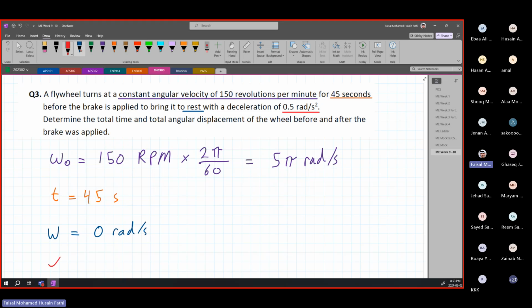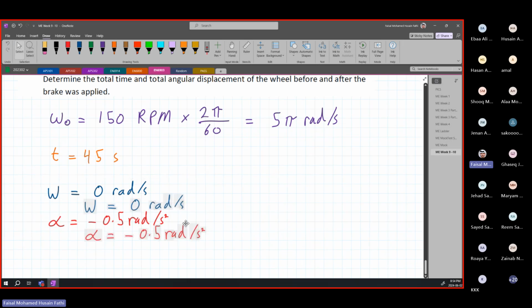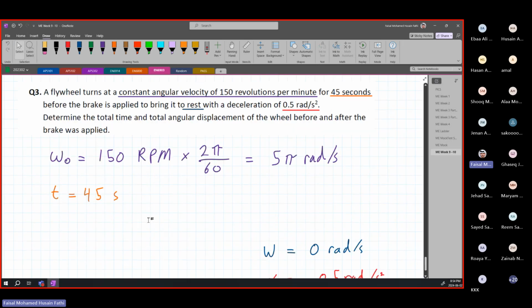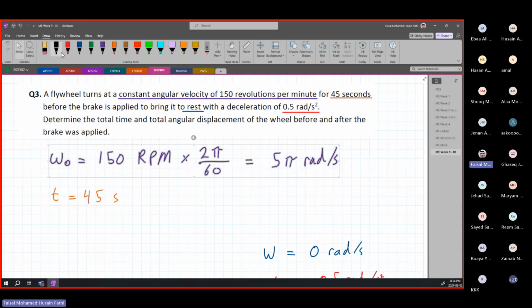So alpha is negative 0.5 radians per second squared. Now, before I even move on to read the question, you need to understand what this means. The first part is constant, these two parts are not the same, right? Initially, this was how much it was turning. It was turning for 45 seconds at a constant velocity, all right?